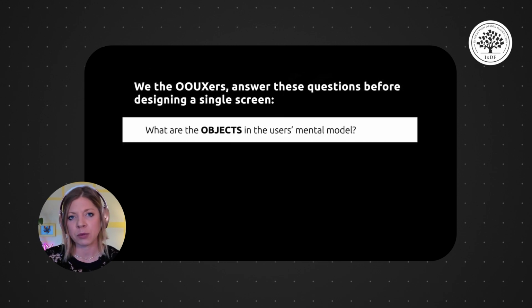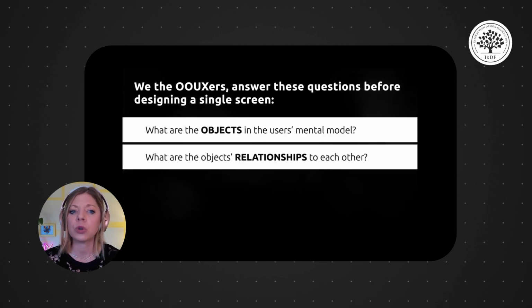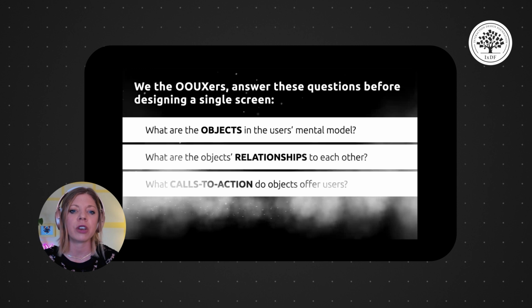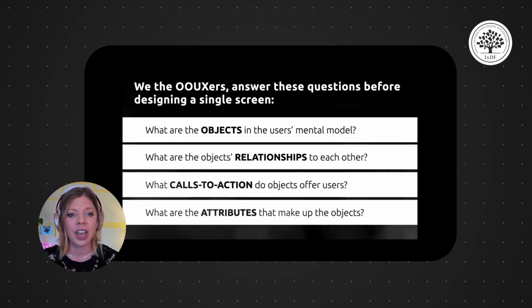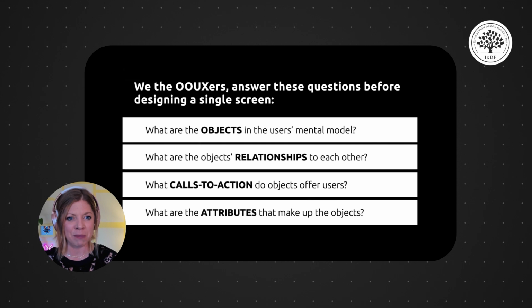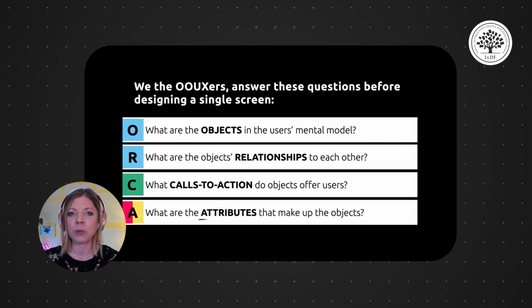One is, what are the objects in the user's mental model? Two, what are the objects' relationships to each other? Three, what calls to action do objects offer up users? And four, what are the attributes that make up those objects? Getting us to the best acronym in the whole world, ORCA. All right.